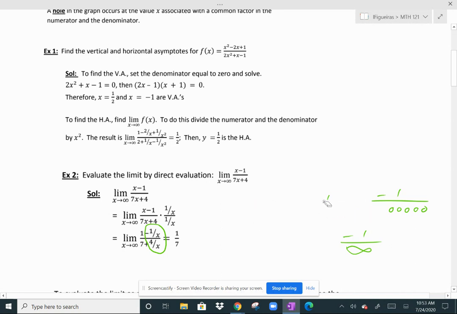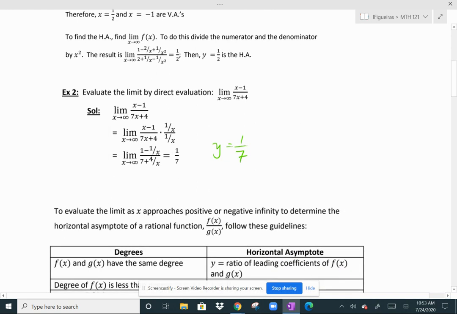And the same thing happens with 4 over x, that keeps getting smaller and smaller. So you're basically left with just 1 over 7. So if you were asked what is the horizontal asymptote of this problem, the horizontal asymptote is y equal to 1/7.